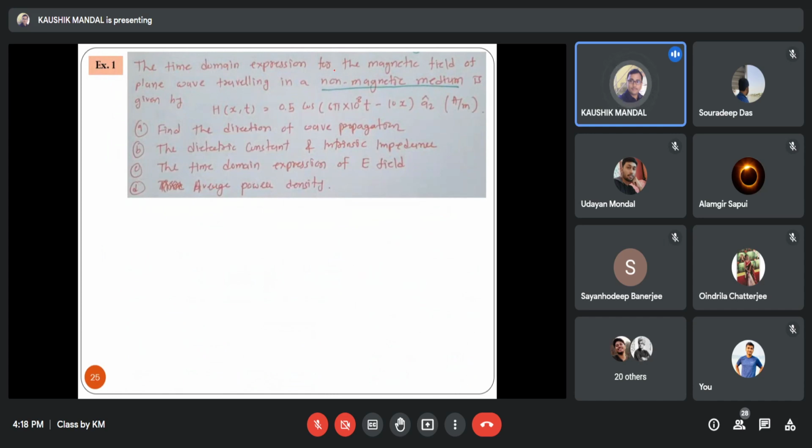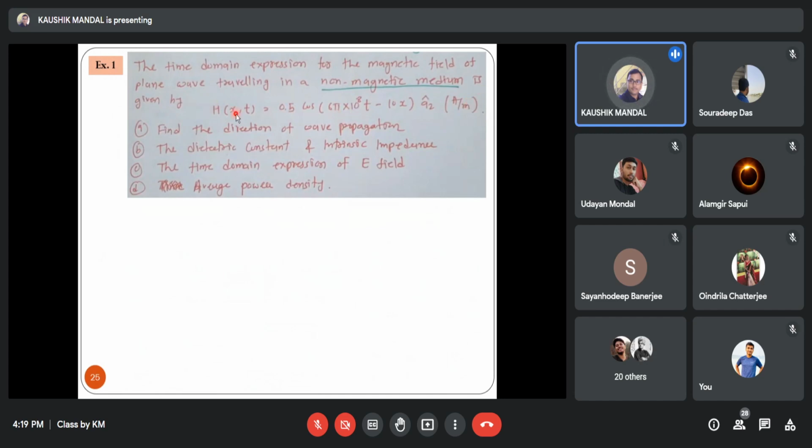The time domain expression for the magnetic field of a plane wave traveling in a non-magnetic medium. Remember, it is called a non-magnetic medium. So what should be the value of mu r for a non-magnetic medium? Mu r is 1. That point you have to remember. Since it is mentioned as a non-magnetic medium, mu r will be 1.